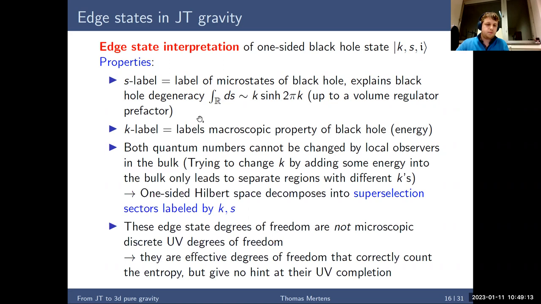I also want to mention here that these edge state degrees of freedom are not the microscopic discrete UV degrees of freedom. They're effective degrees of freedom whose only success is that they can correctly count the black hole entropy, but they give no hint at their UV completion. So it's just accounting that is done correctly.